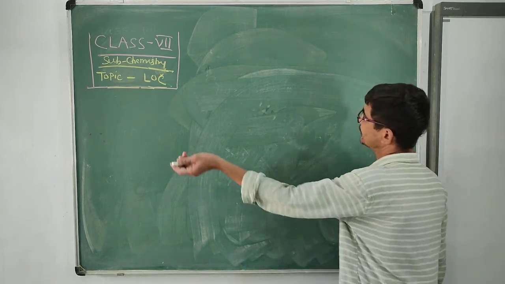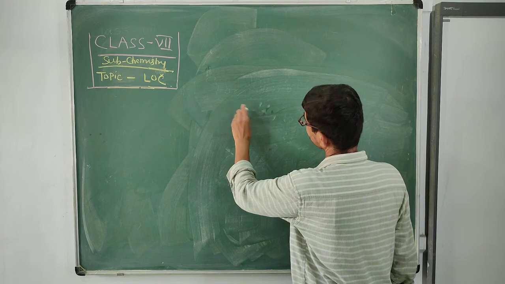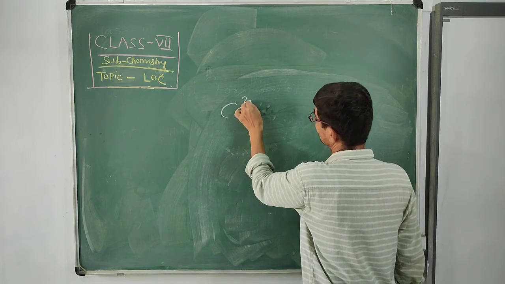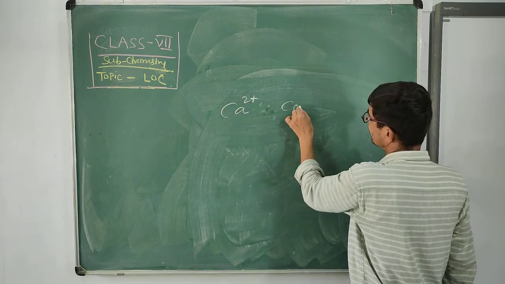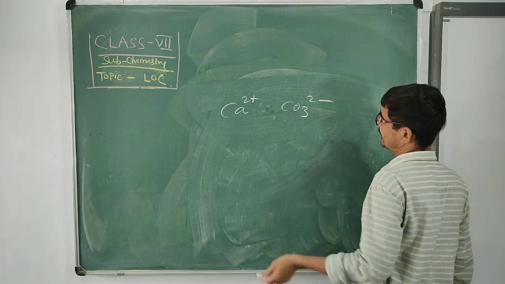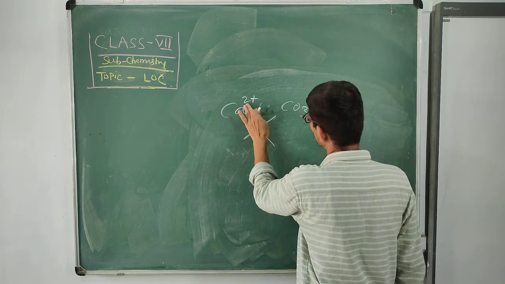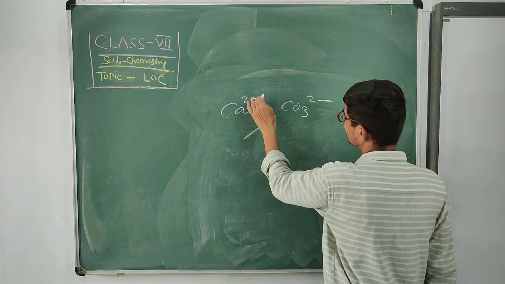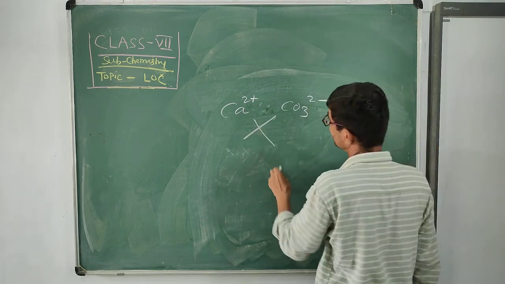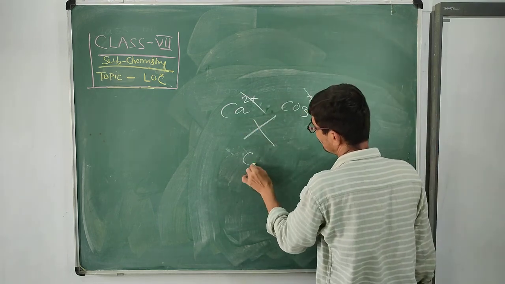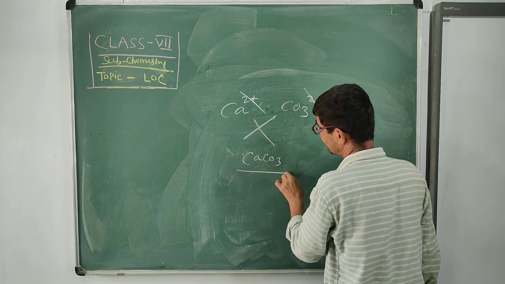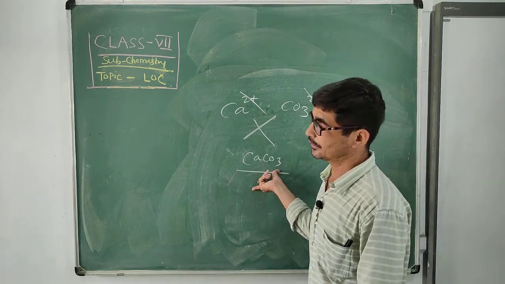One more example I am just going to explain. This is called calcium ion. Now this is called carbonate anion. In this case, charges are opposite but equal in number, because two positive here, two negative here. So in this case, both cancel each other and form calcium carbonate. This is the formula of calcium carbonate.